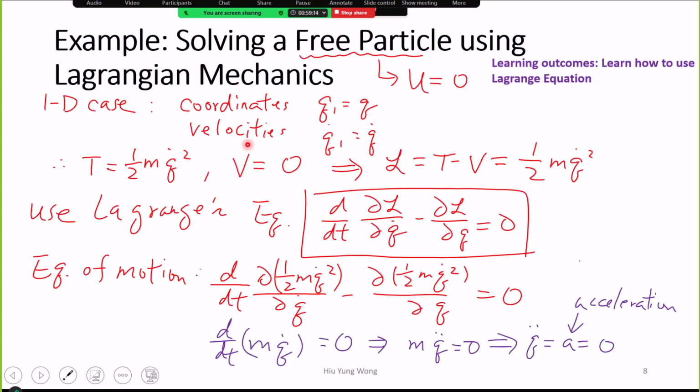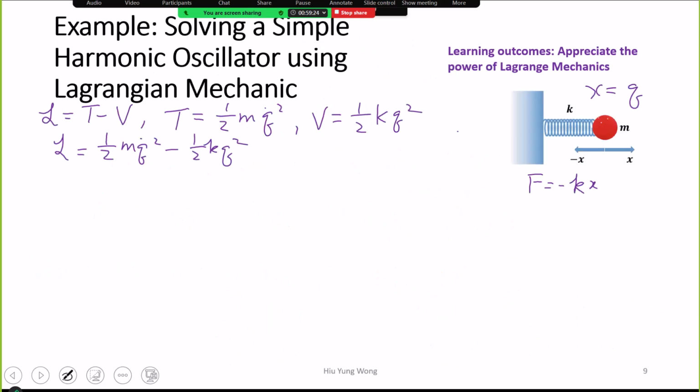Because I know that for the Lagrange equation, I need to evaluate partial L partial q dot, and then d/dt. Also partial L partial q. So I'm going to evaluate these two terms. Partial L partial q dot equals d/dt of... I will just put the whole thing. For those who are familiar with this, you can probably see it right away, but let me put the whole thing.